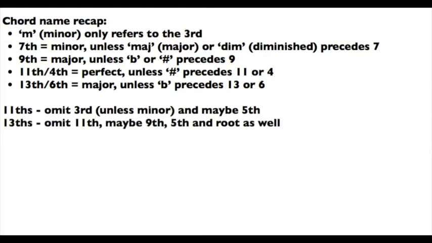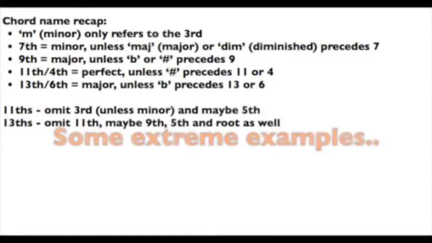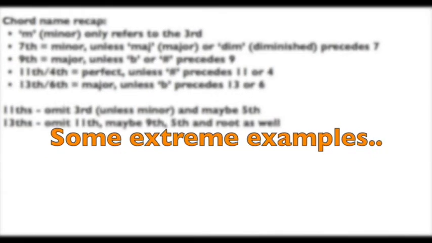For 11ths and 13ths, there are usually too many notes, so for an 11th, you can omit the third if it's major and the fifth if you like. For a 13th, omit the 11th and maybe the 9th, 5th, and even the root if you like. With this logic, we can pretty much work out what any chord spelling means. Let's have a look at these examples.